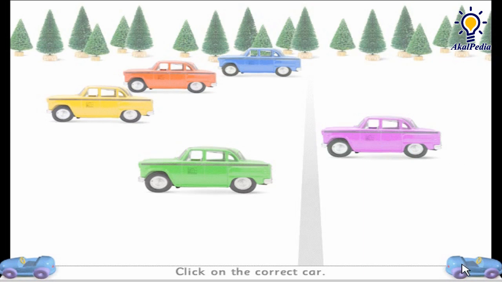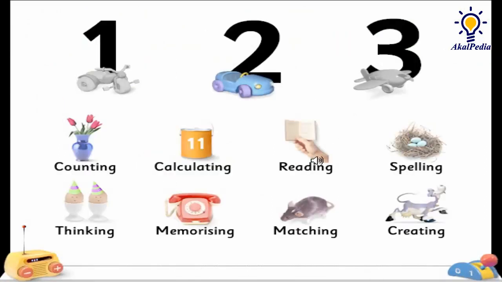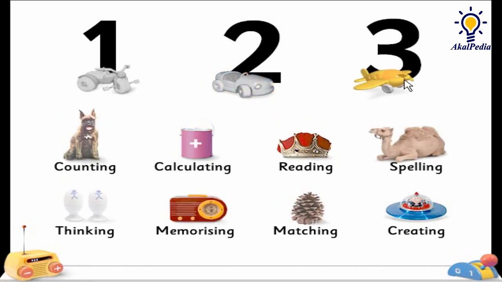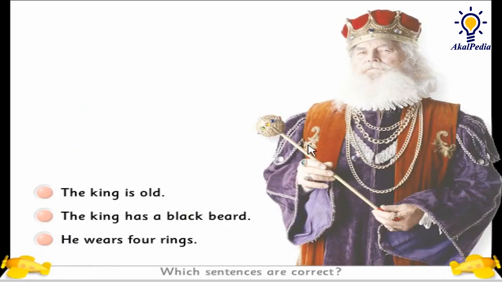Oke, lanjut. Reading level 2 sudah. Reading level 3. Which sentence is correct? The king is old. The king has a black beard. He wears 4 rings.